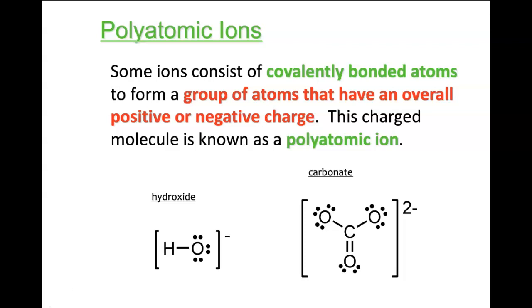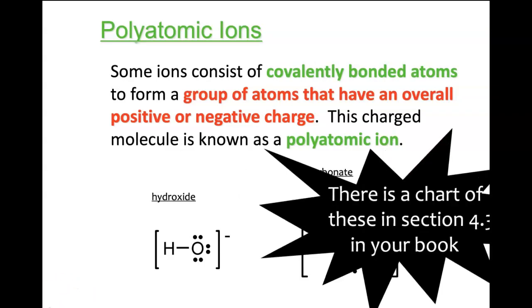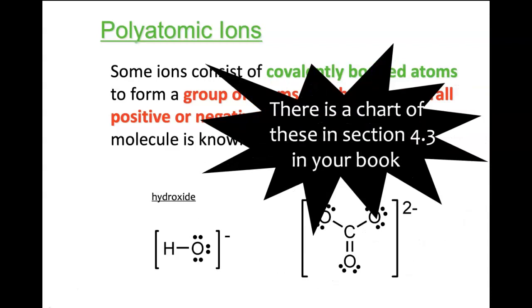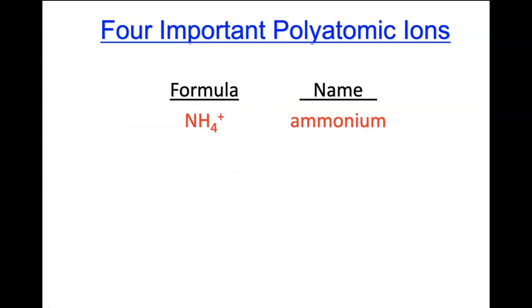So here's two examples. You can see the Lewis structures for hydroxide is a polyatomic ion, has an overall charge of -1. Carbonate, you can see there, trigonal planar, a shape, and also has an overall charge of -2. So those are two examples of polyatomic ions. There is a chart of these in your textbook in 4.3, just so you know.